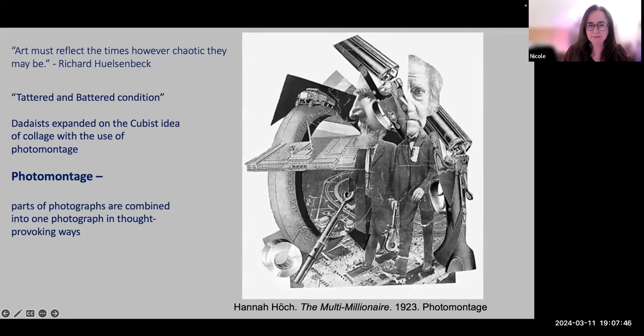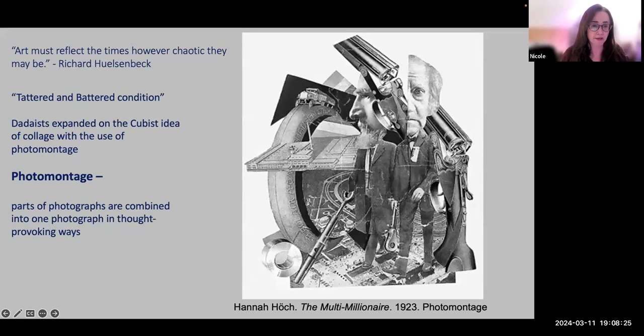Berlin emerged as a significant hub for Dada art among the chaos following Germany's surrender. Reflecting the disorder of the times, artists gathered, adhering to the belief that art should mirror the tumultuous reality, no matter how chaotic. During the Weimar Republic, artists like Hannah Hoch pioneered collages utilizing imagery from both magazines and mass media to challenge cultural norms.